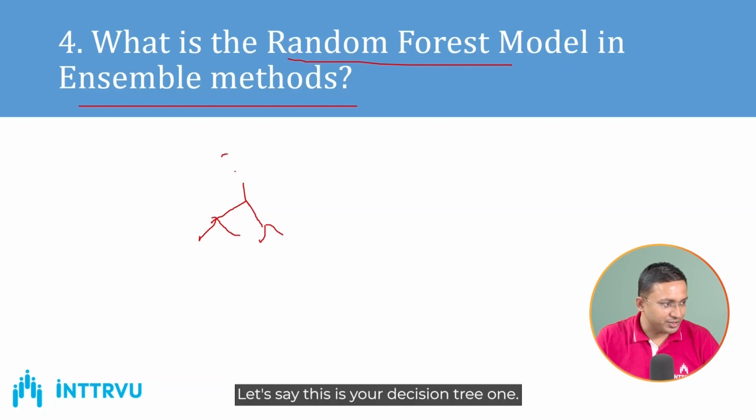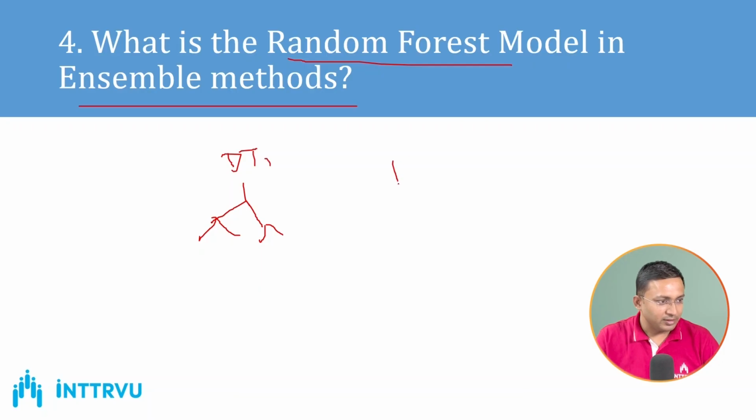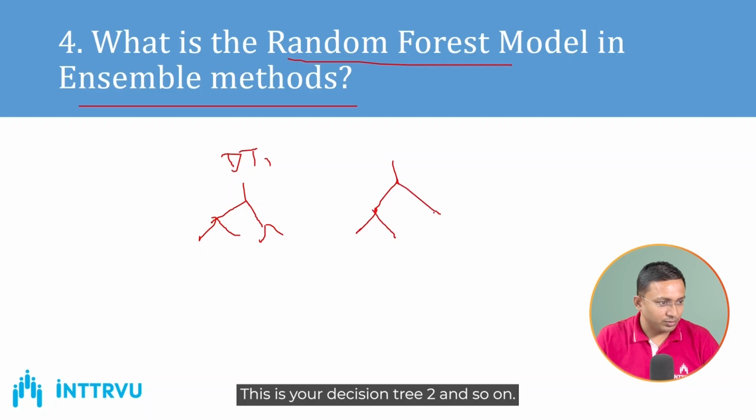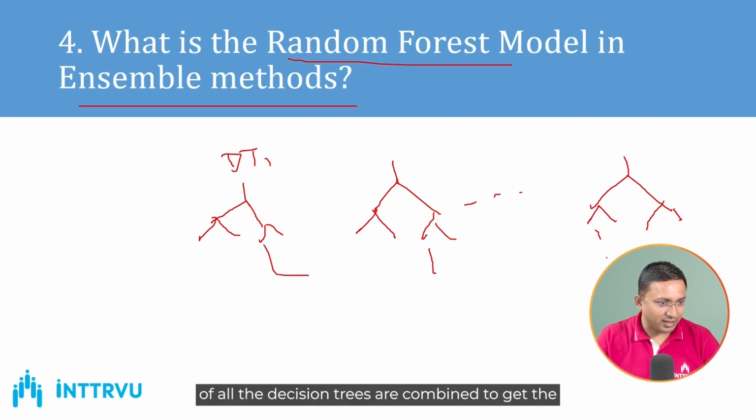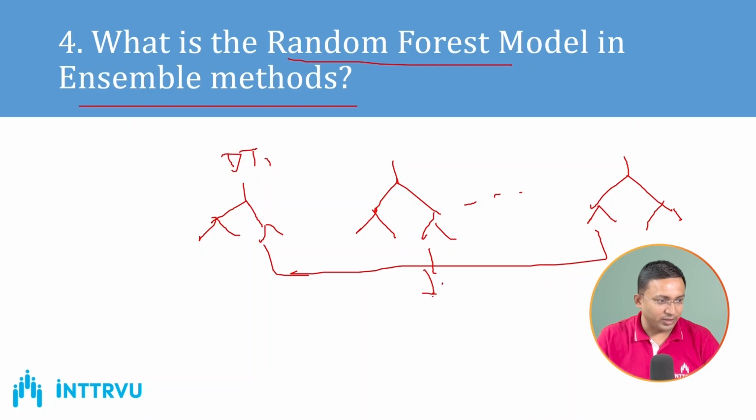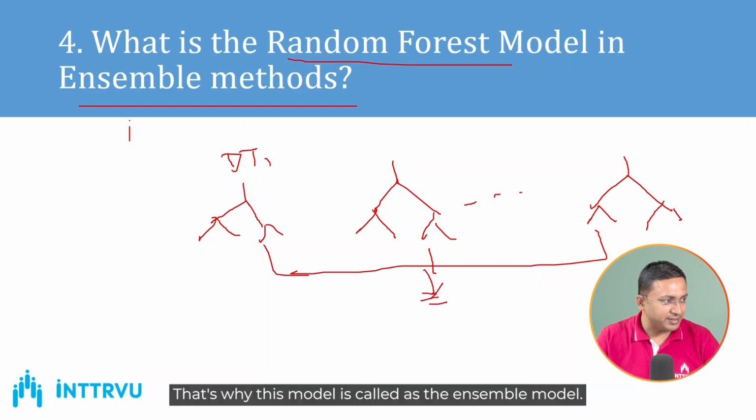Let's say this is your decision tree 1, this is your decision tree 2, and so on, let's say up to decision tree 100. So multiple decision trees are built parallelly and the results of all the decision trees are combined to get the final output. That's why this model is called the ensemble model.